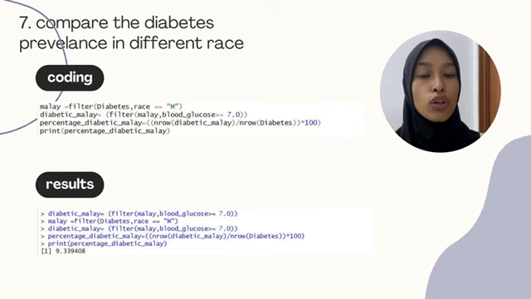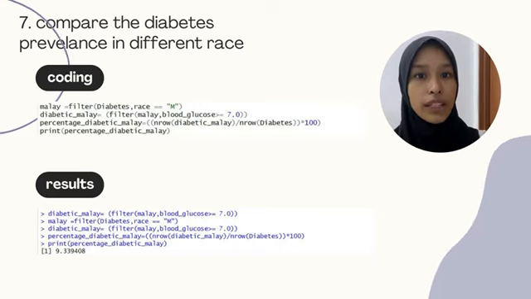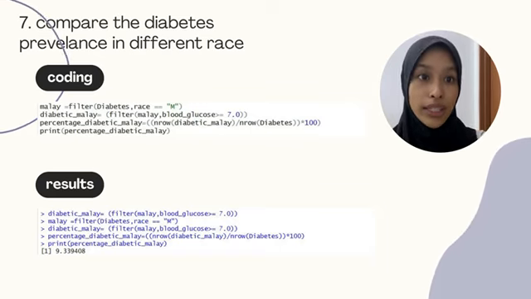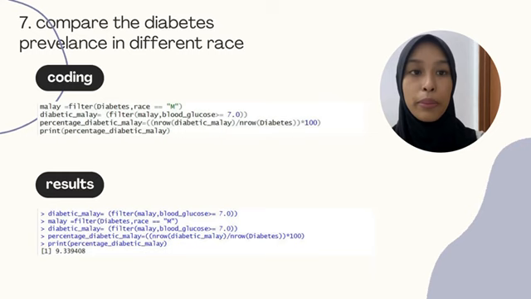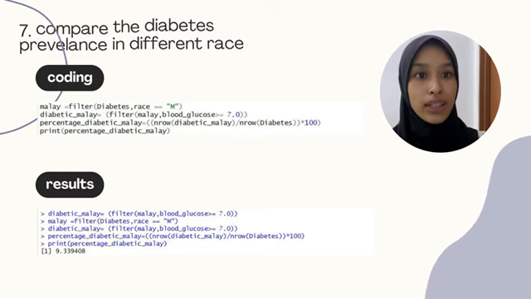2.96%. So from this percentage comparison, we can see that Malay have a higher percentage of people affected by diabetes compared to Chinese and Indian. So that's all from me. I'm going to pass this presentation to Natras Raya.